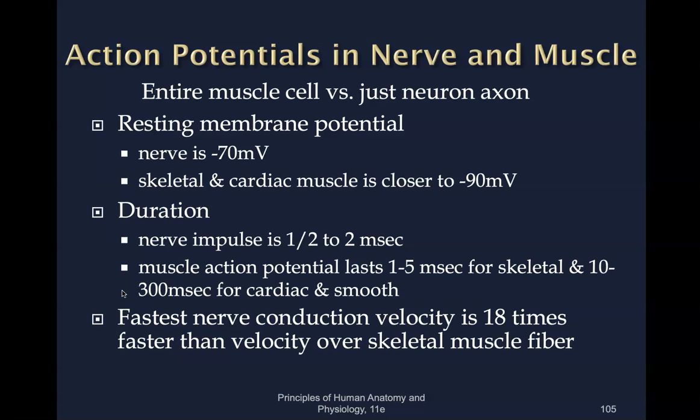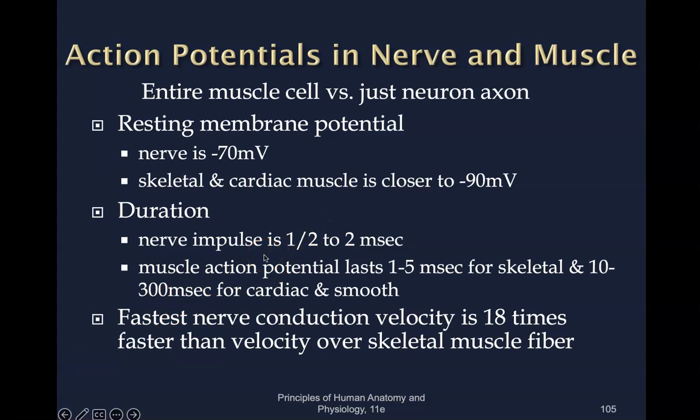Also, you probably intuitively know that nerve impulses are going to be faster. So the duration is going to be shorter for a nerve impulse. A nerve impulse is about half to 2 milliseconds, okay? Versus the muscle action potential will last anywhere from 1 to 5 milliseconds if you're talking about skeletal muscle cells, and then anywhere from 10 to 300 milliseconds for cardiac and smooth muscle cells. So again, a much larger difference.